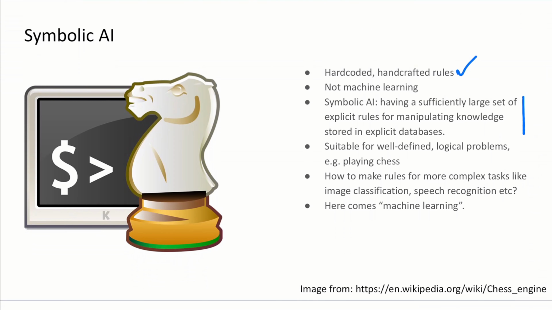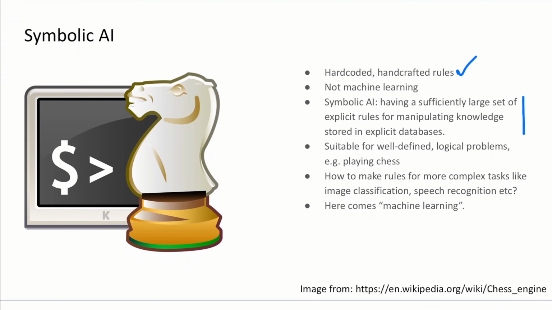There are too many terms here, and you don't have to know them all. In symbolic AI, you have a set of rules, and you create rules. But these rules are only suitable for well-defined logical problems, for example playing chess, the example that I just mentioned.